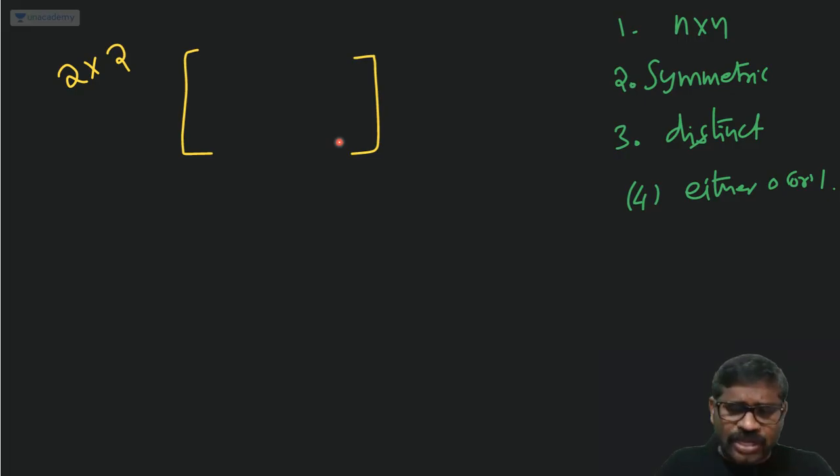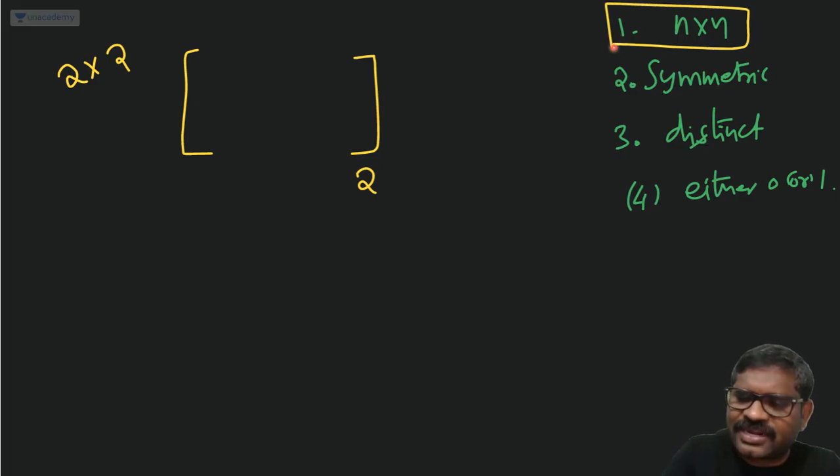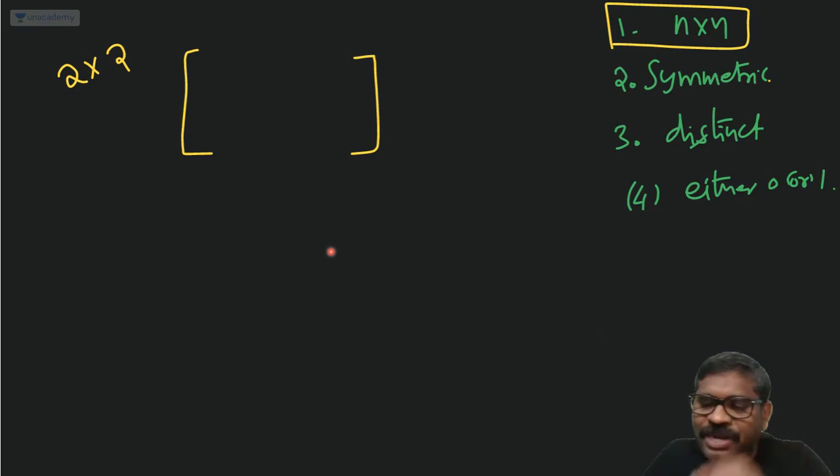In a 2 cross 2 matrix, have I fulfilled the first condition or not? N cross n, 2 cross 2, fulfilled. Next, symmetric condition. When will we say a 2 cross 2 matrix is symmetric? Very good, A equal to A transpose. In the case of a matrix, I am talking about elements. The elements must satisfy the condition Aij equal to Aji.